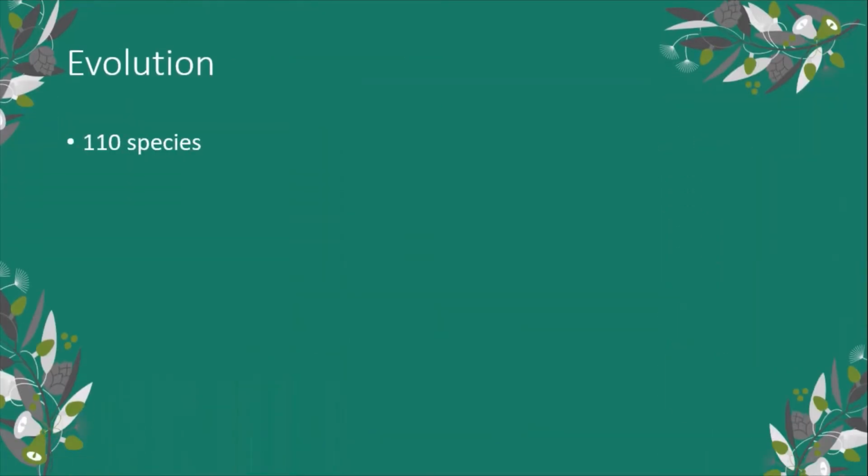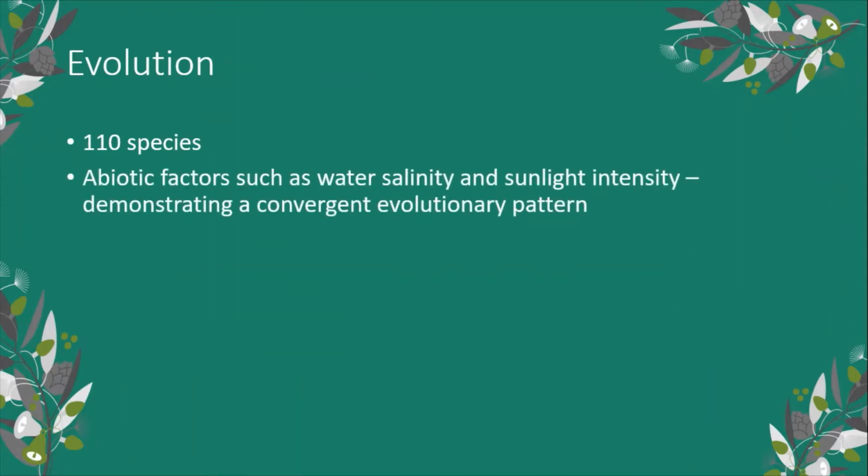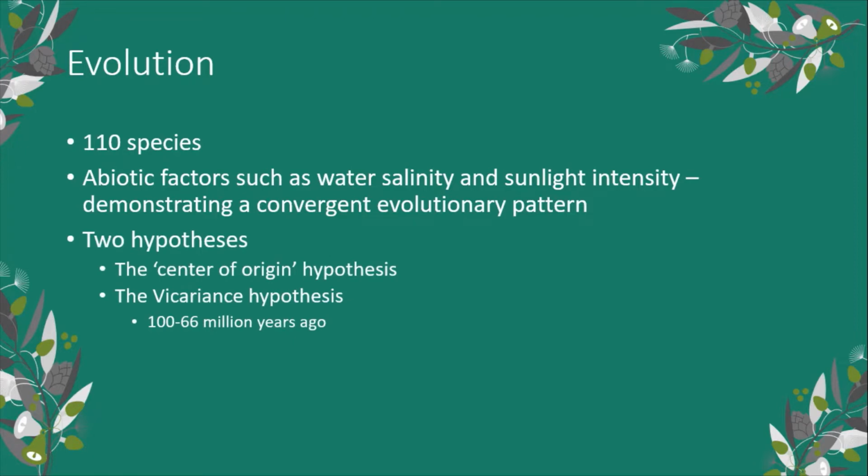Mangroves. Of the recognized 110 species of mangrove, many of these species have found and adapted similar solutions to abiotic factors such as water salinity and sunlight intensity, demonstrating a convergent evolutionary pattern. There are 2 hypotheses about how the mangroves spread across the world and evolved. The center of origin hypothesis suggests that mangroves originated in the Indo-West Pacific and then dispersed to other parts of the world, and have become adapted to each of its own specific surroundings.